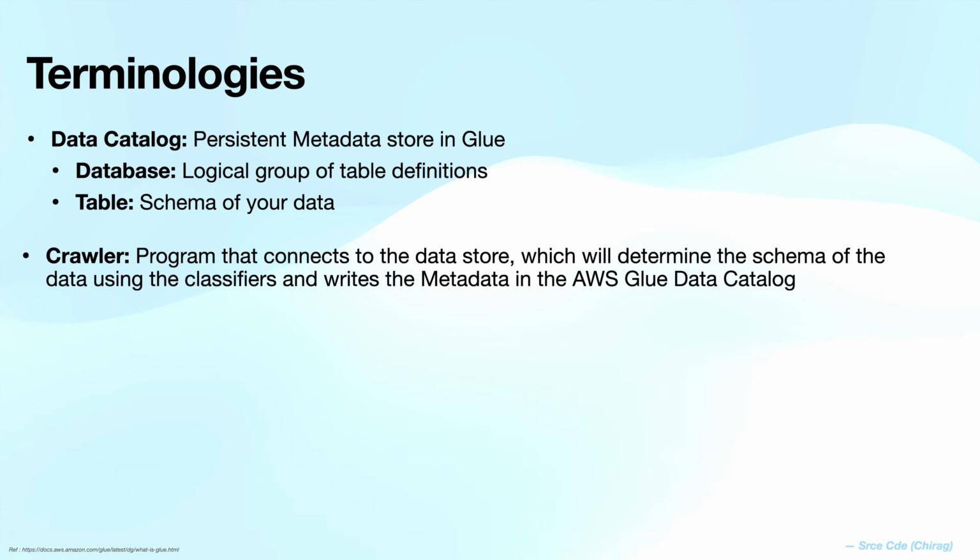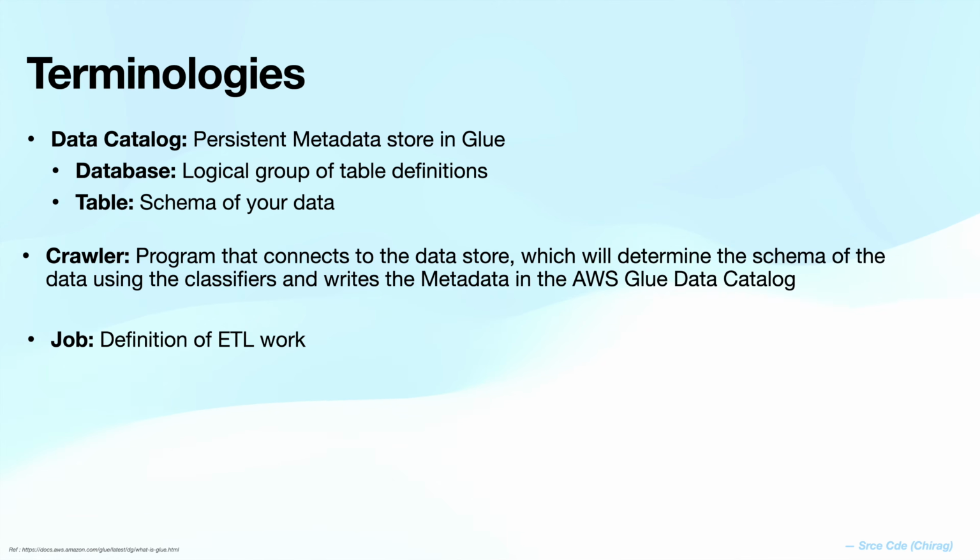Crawler. Crawler is a program that connects to the data store which will determine the schema of the data using the classifiers, and then it writes the metadata in the AWS Glue data catalog. Here we will use crawler to create the tables in the database. However, you can also create the tables manually.